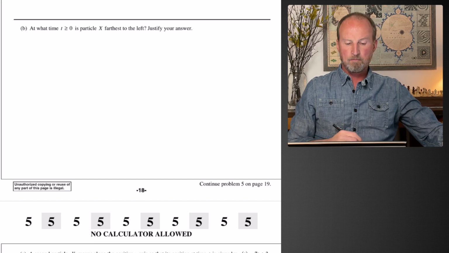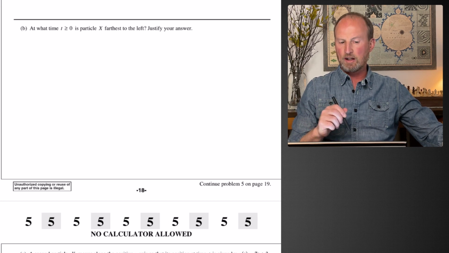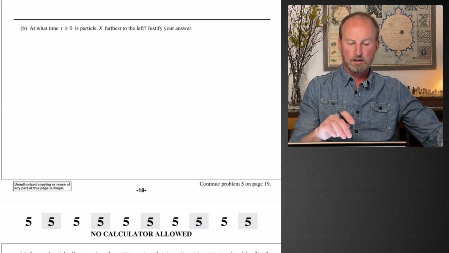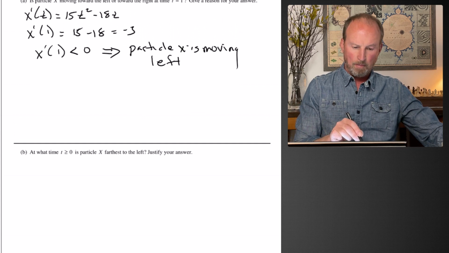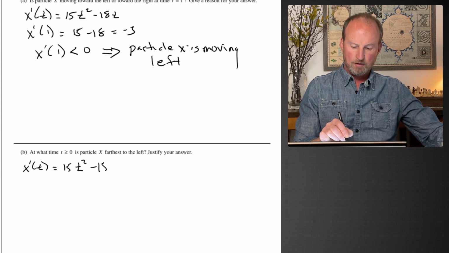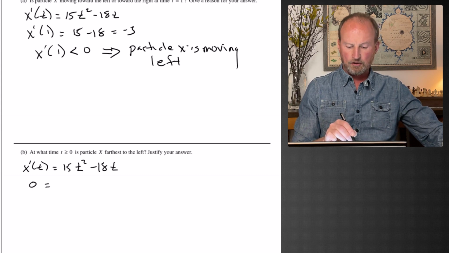At what time t greater than 0 is the particle furthest left? Well, if it's moving left at time equal 1, then I need to find out when it changes directions. So go back to the derivative we just found. x prime is 15t squared minus 18t. I'm going to set that equal to 0 and factor out a 3t, and I get 5t minus 6.